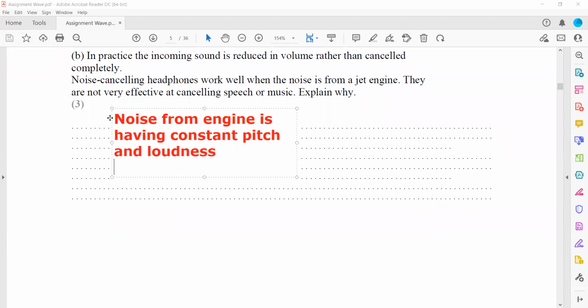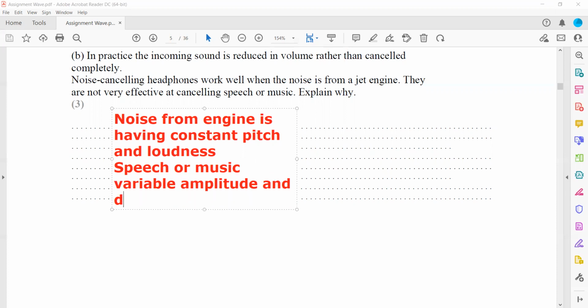Whereas human speech or music, even if you're listening to music, you will find there are a lot of different musical instruments producing different sounds or sounds of different frequencies. So it will be really hard for this noise cancellation headphone to cancel out all of the sound. It can reduce some, but it cannot completely cancel out all of the sound. So speech or music has a variable amplitude and frequency. That's why it is difficult, or you can say amplitude or pitch or loudness.